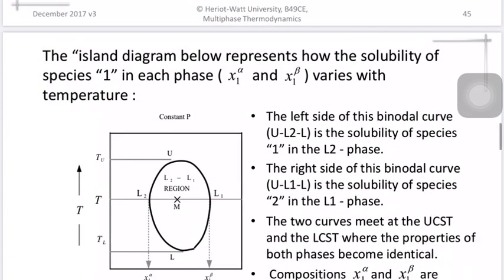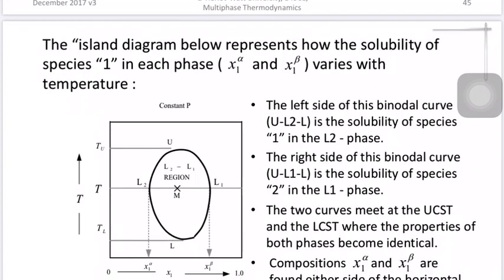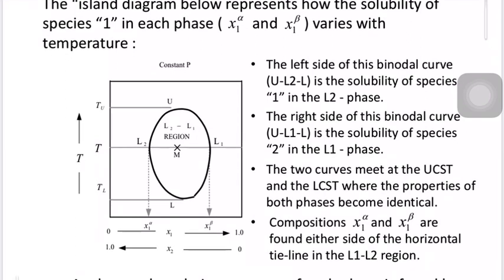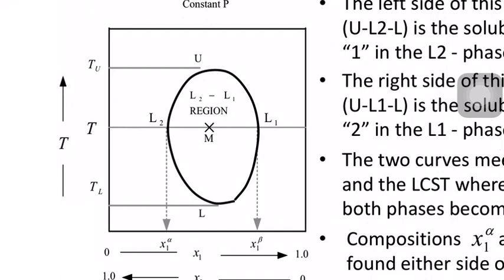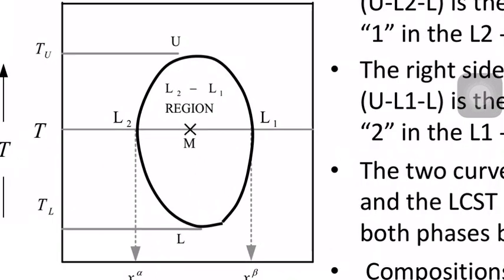So at constant temperature we always have constant composition on this line. For any point on this line, we always have x1 for the alpha phase and x1 for the beta phase given by these lines.